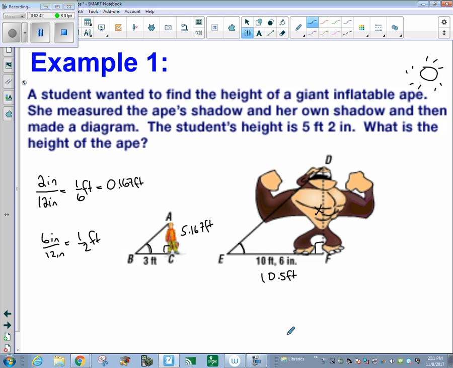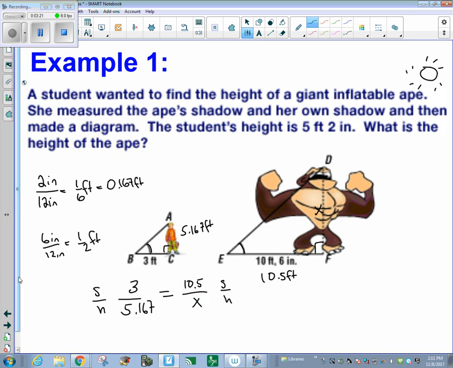So we can set up fractions and set them equal to each other to help us find the height of the ape. You can set them up different ways. I'm going to use this smaller triangle first, so I'm going to say 3 is to 5.167 as, in this case, the shadow was 3 feet, so the shadow down here would be 10.5 is to the height. We did shadow to height over here, so we have to do shadow to height over there, and the height is what we're trying to find, so that's my unknown. I'm going to call it x.